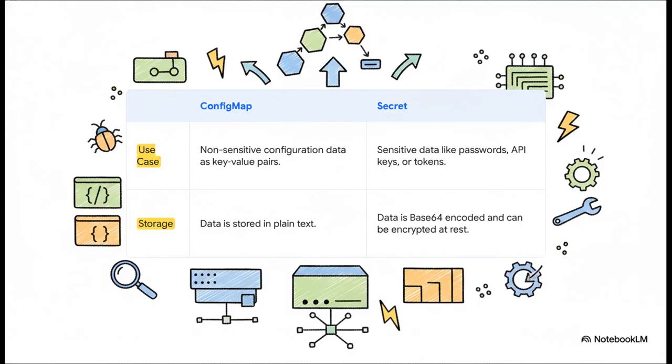Okay, one last bit of theory before we roll up our sleeves. How does our app get its configuration? Kubernetes gives us two main tools for this. For stuff that isn't sensitive, like a port number or a feature flag, you use a config map. It's just plain text. But for the sensitive stuff, passwords, API keys, you must use a secret. Data in a secret is scrambled using base64, so it's not just sitting there in plain text. And even more importantly, it can be fully encrypted when it's stored in the cluster's database, which makes it the only real choice for anything sensitive.